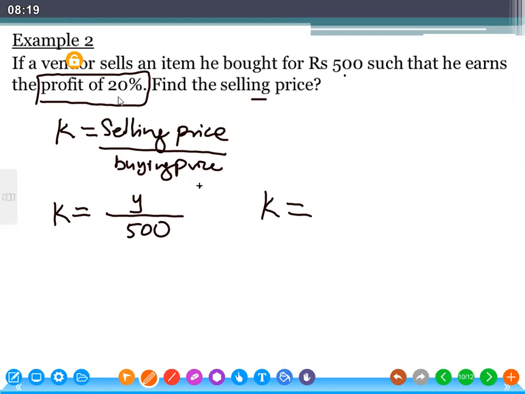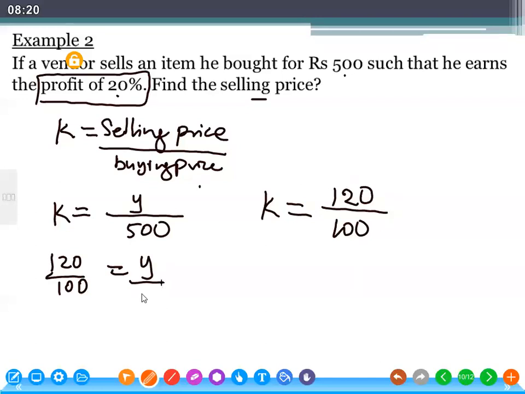Selling price, to get the 20%, if the buying price is 100, to get the 20% profit, you have to add 20, that is 120. So you get the value here. So I'm going to substitute the value for k, that is k is equal to 120 over 100, that is equal to y by 500. To get the value of y, I'm going to do the cross multiplication. 120 over 100 into 500, that's y is equal to.